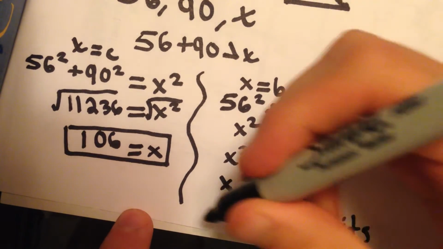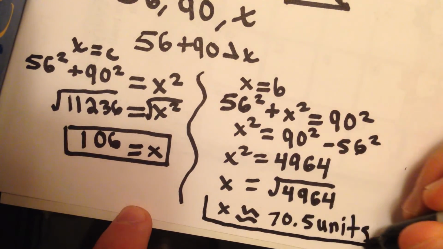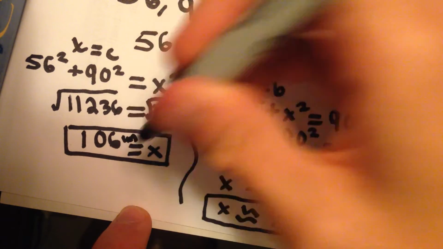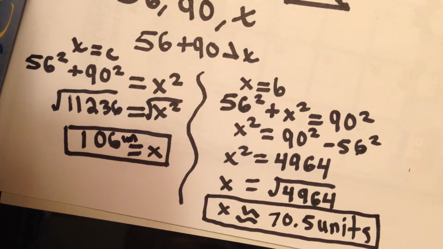So there are two values that x could be. x could either be 106 units, I should probably write units, or it could be 70.5 units. I hope this is helpful with regards to finding the side lengths of a given triangle.